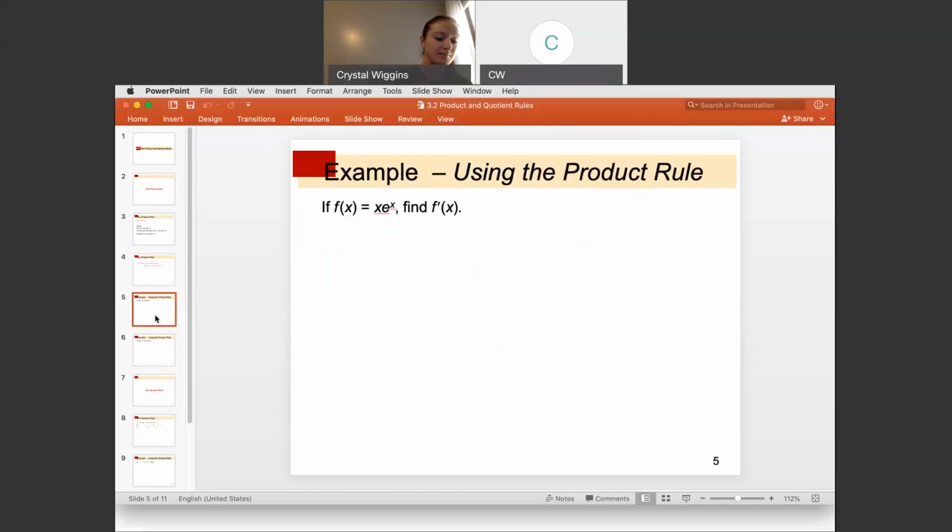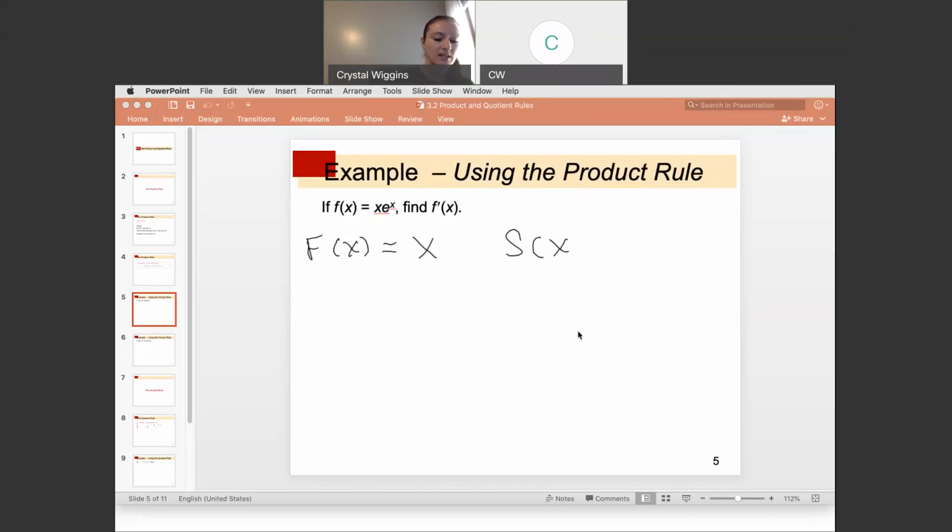Let's take a look at this example and let's try. So in this example, we have a function x and we have a function e to the x. Until you get comfortable, you may want to write out that the first function is x and the second function is e to the x and find their derivatives. And as this gets more and more complicated, where we're working with functions that have much more complicated derivatives, this is a really good way to organize yourself before applying the product rule. So the derivative of x is just its coefficient 1, and the derivative of e to the x, which is my favorite, is just e to the x.